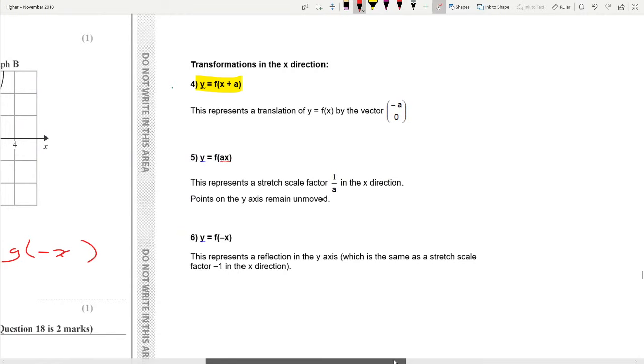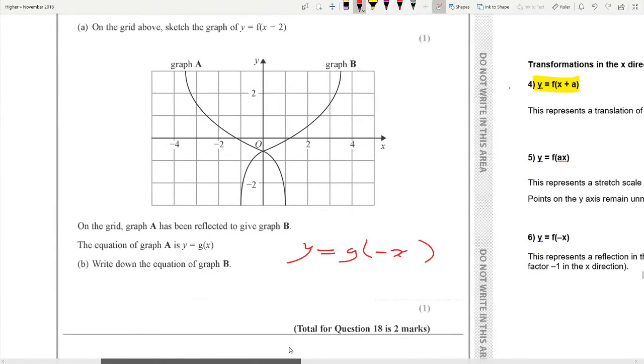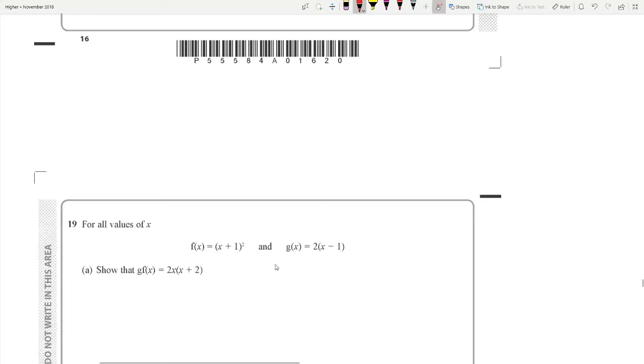Okay, and that was the one, number 6 at the bottom. This represents a reflection in the y-axis, which is similar to number 5. It's just a scale factor of minus 1 in the x direction. So that question there was on transformation of graphs. Let's go down to question number 19.